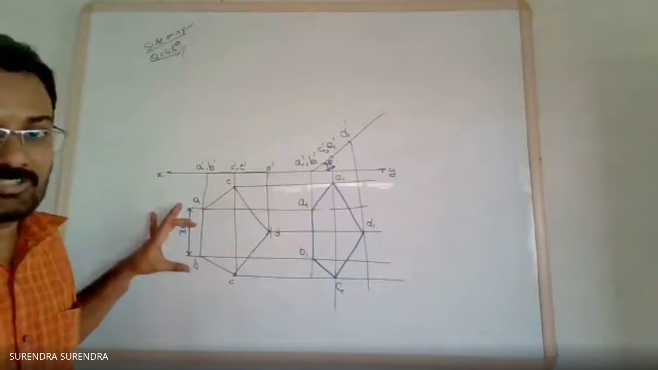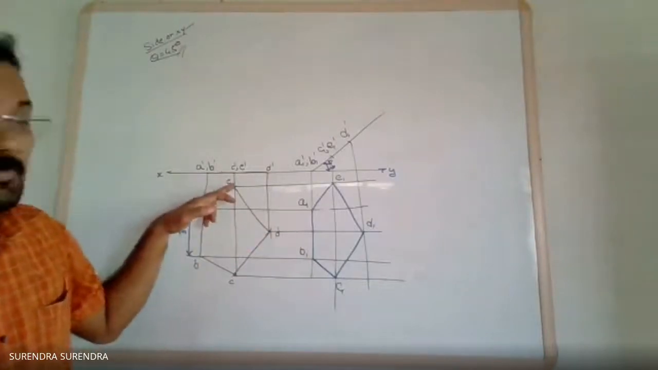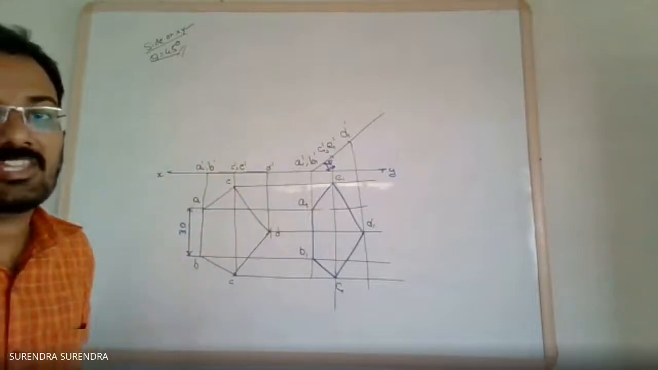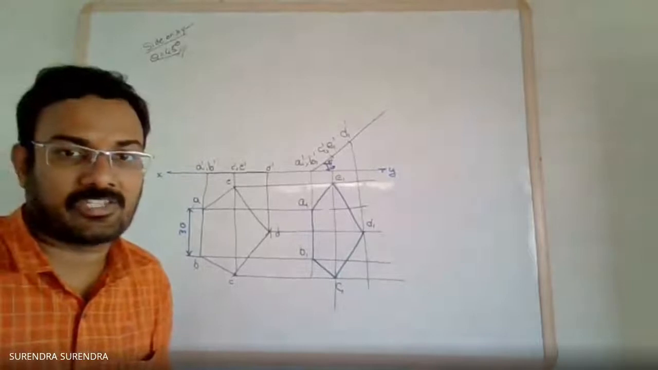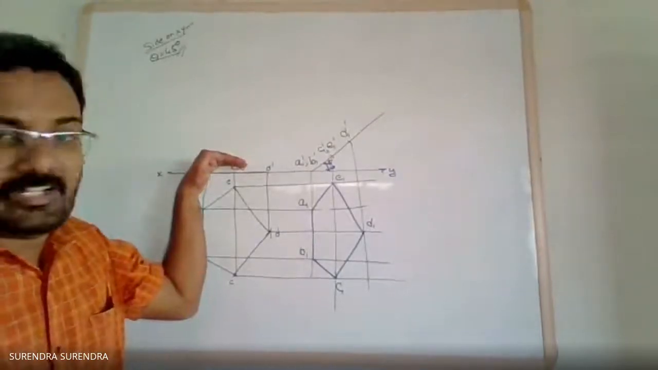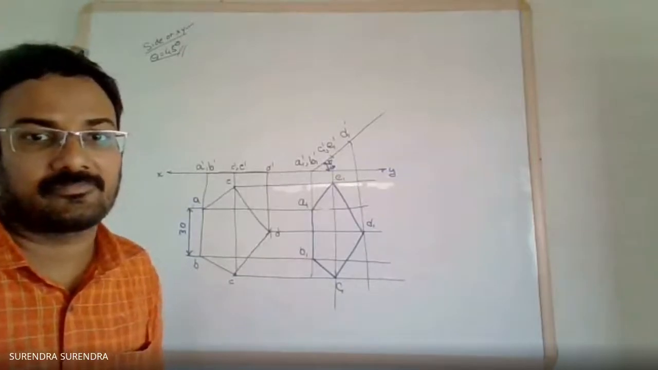Otherwise, when drawing the polygon, this point E may cross the XY line. So it is better to first draw the pentagon, and then draw the XY line at some particular height. Okay.